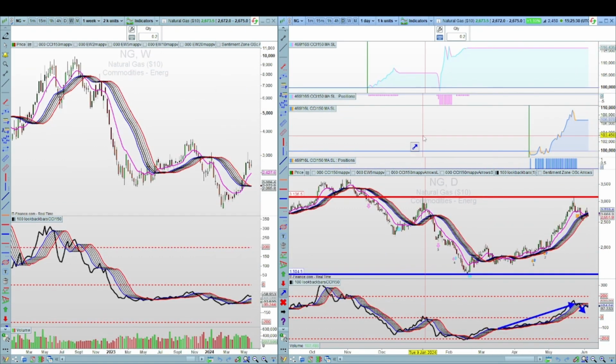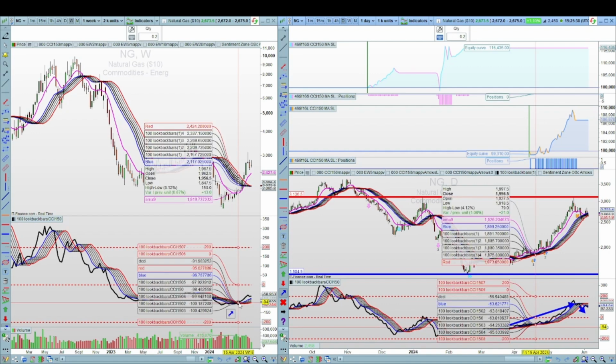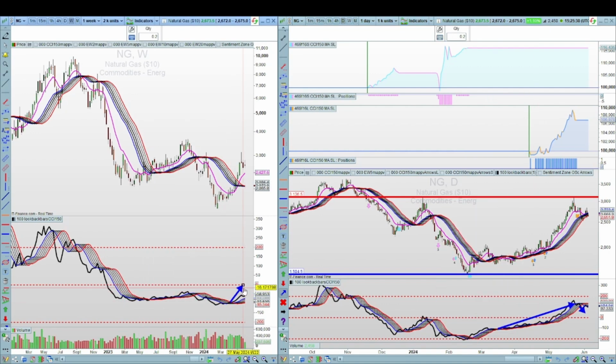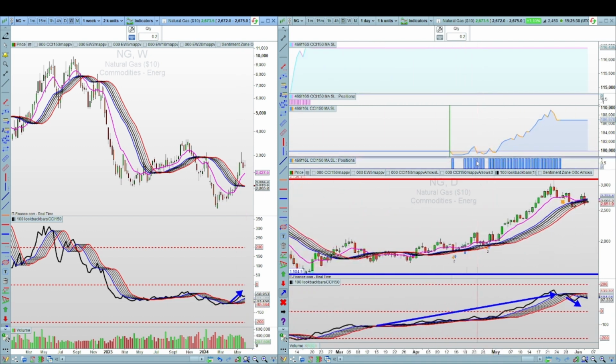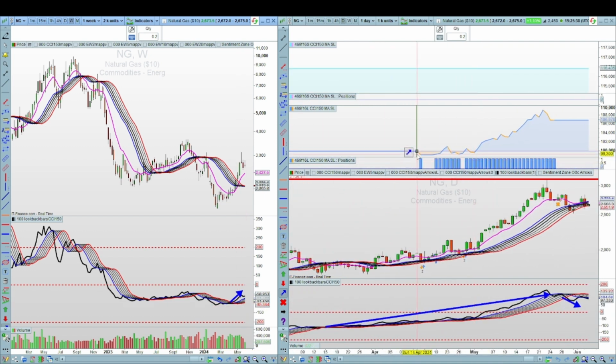Now what I've got here, I've changed the trading time frame to the daily, and this is the weekly on natural gas. So again, going long from that point there, and you'd still be in a long position if you're trading on the daily time frame. The long positions from that point there coincide with that break above on the weekly.